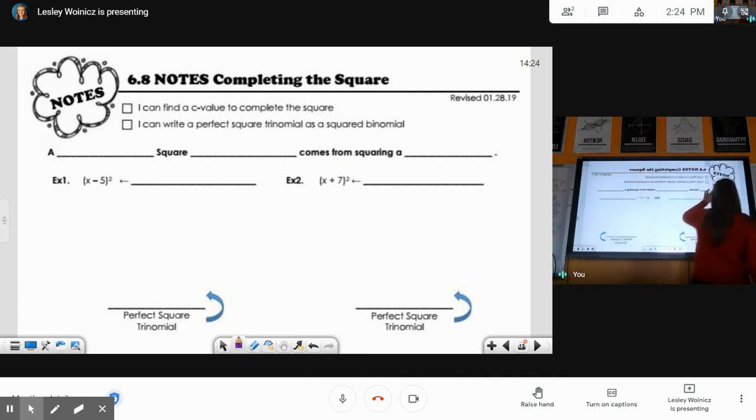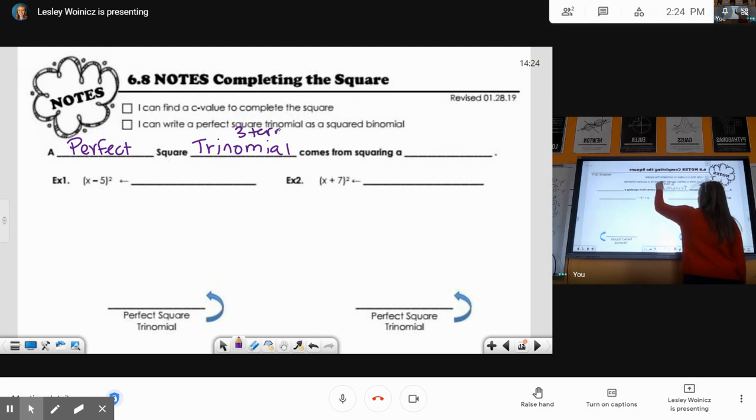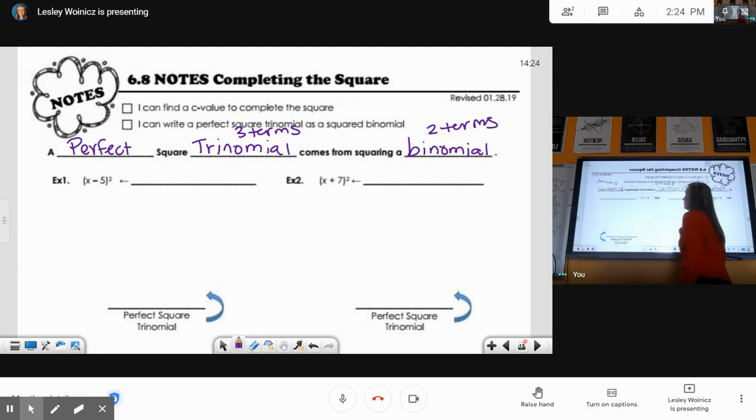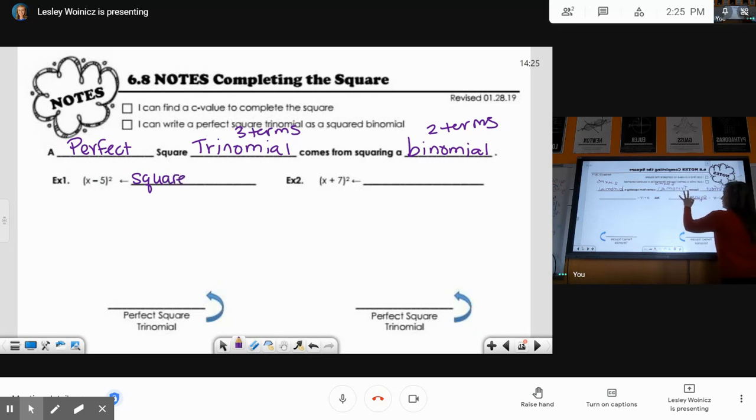We need to know that a perfect square trinomial, which has 3 terms, comes from squaring a binomial that has 2 terms. Okay, so I have this example here. This is a binomial that's being squared. So this is a squared binomial.